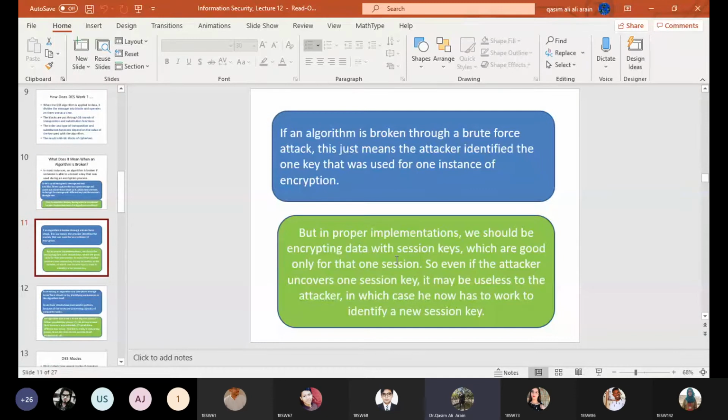So if an algorithm is broken through a brute force attack, this just means that the attacker identified the one key that was used for an instance of encryption.